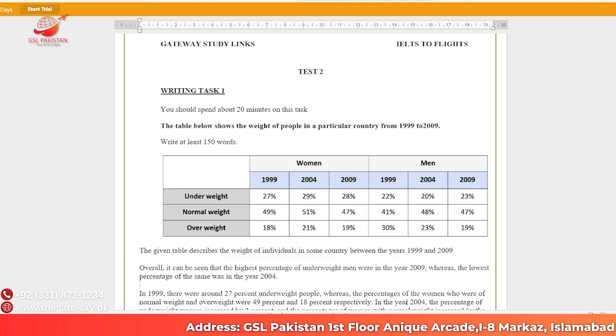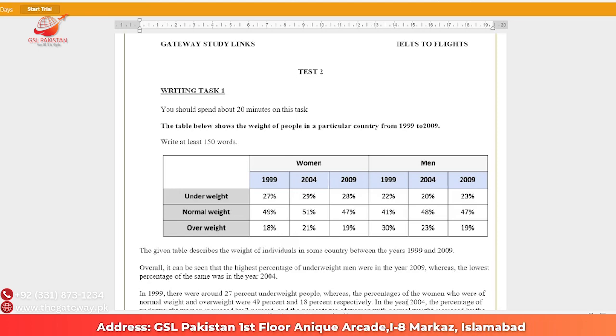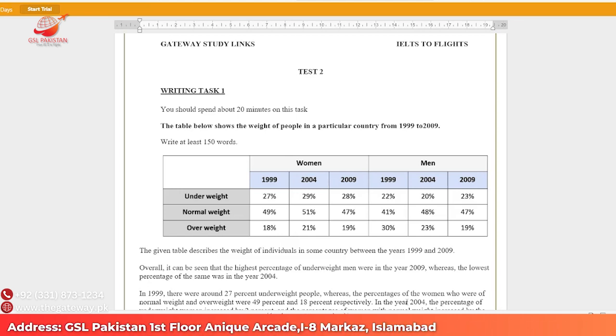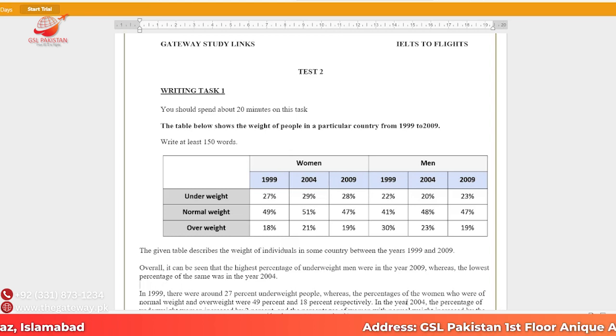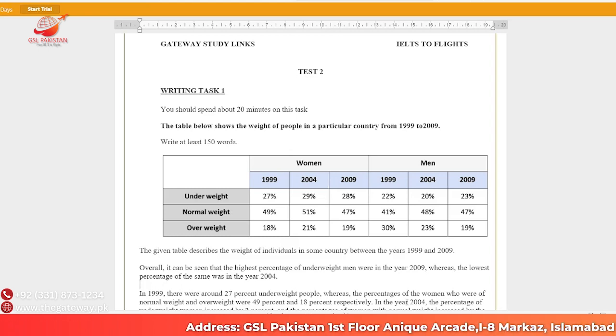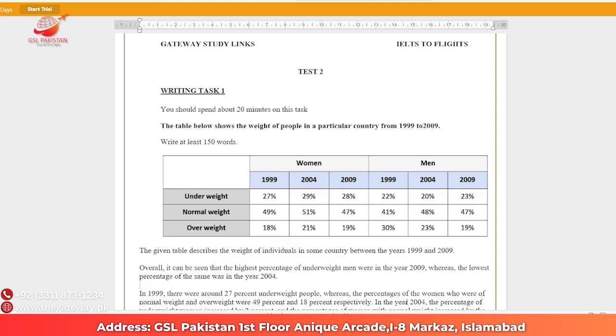We have a report writing question in front of us over here. This is in test number 2. We have already covered test number 1. If you haven't seen it already, please go and check it out. So in test number 2, we have the question which says the table below shows the weight of people in a particular country from 1999 to 2009.